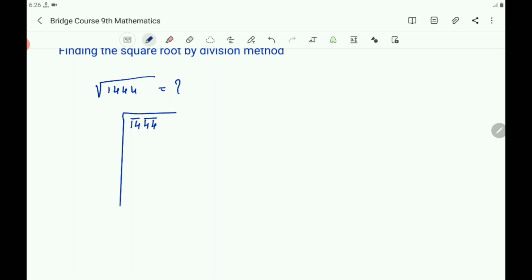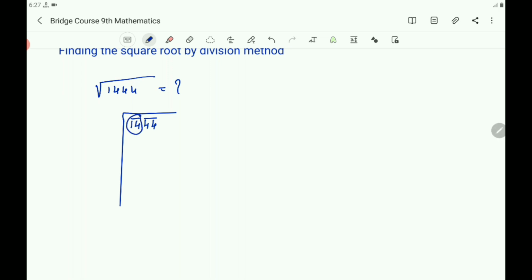Here in the first step what we have to do? In the first step we have to make groups of two digits and place a bar over every pair of digits, starting from the digits at the ones place. If the number of digits is odd, then the leftmost single digit will also have a bar. For example, if the number is 144, these two digits will have the bar and only one digit will remain, and we have to place the bar for that number also. So if there is an odd number of digits, the last bar you keep for the single digit.